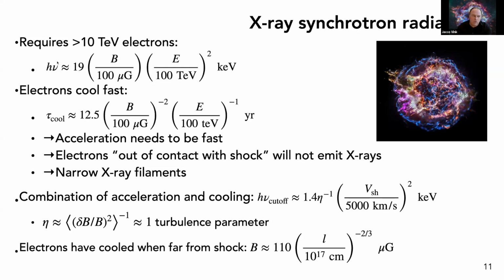You can also use the theory about the cooling and the advection away from the shock to say, okay, if the magnetic field is very high, the particles don't go very far from the shock with this 100 TeV or 10 TeV energy. So you can convert the size of this width into a magnetic field strength.